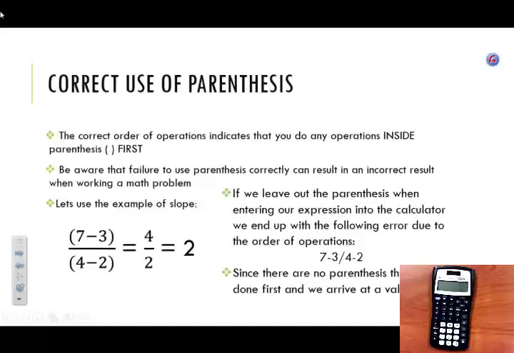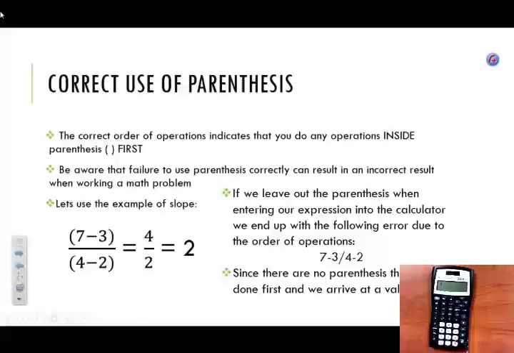Something else that's important to address is the correct use of the parentheses here on your calculator. They're at the very top of the white number buttons on your calculator. The correct order of operations indicates that you do any operation inside the parentheses first. And be aware that failure to use parentheses correctly can result in an incorrect result when working a math problem. The easiest way to demonstrate the importance of this is when you're trying to find slope, or the rate of change. So we just have some arbitrary numbers here.